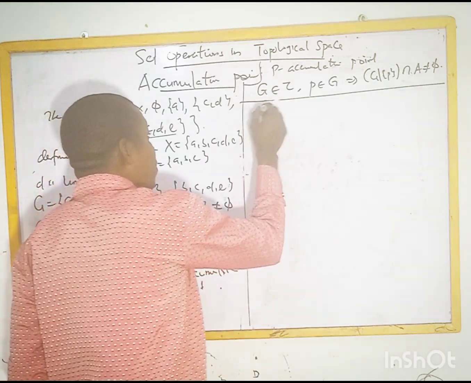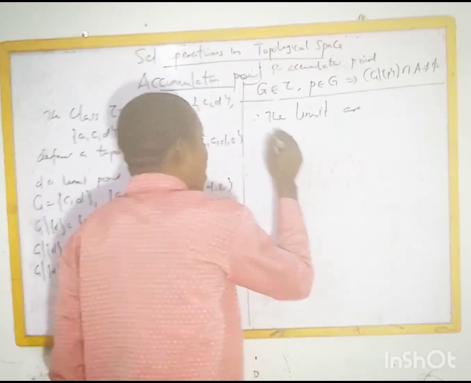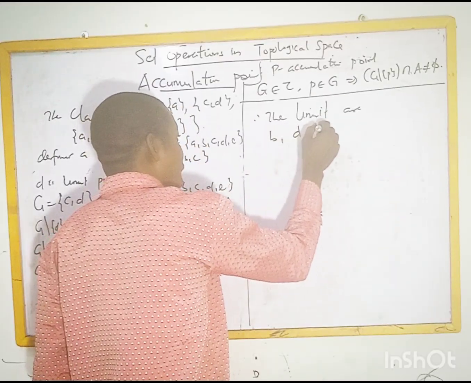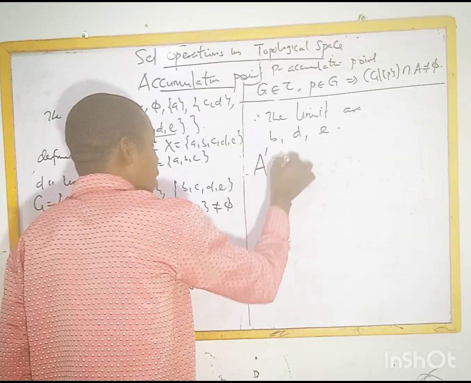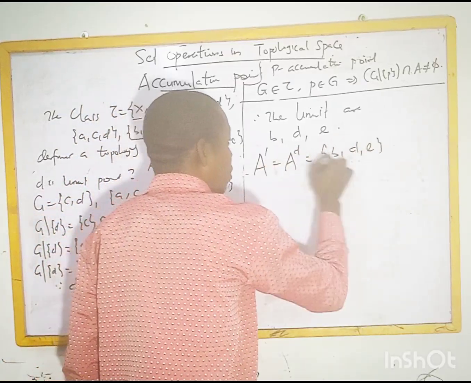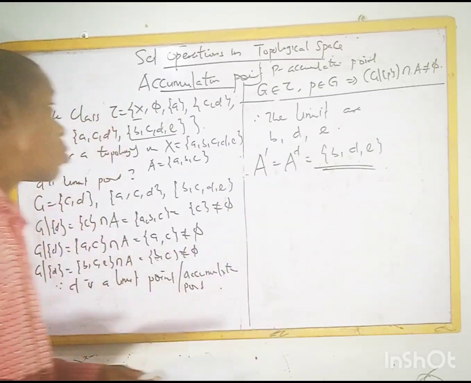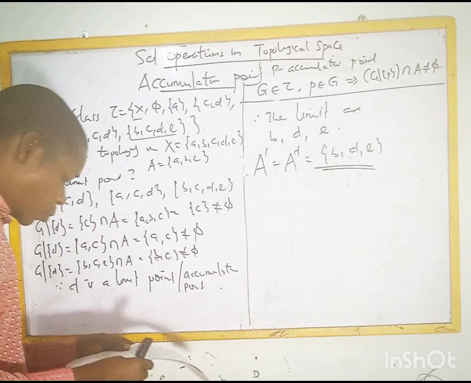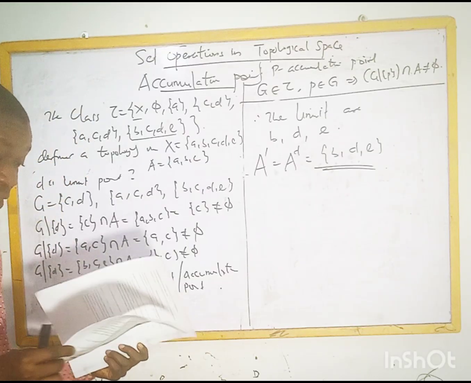So this also uses the same procedure. Therefore the limit points are what? They are B, D, and E. So your derived set, that's A', will now give you what? B, D, E. It is the set of all the accumulation points or limit points. So that's how you can find an accumulation point and the derived set of a set.